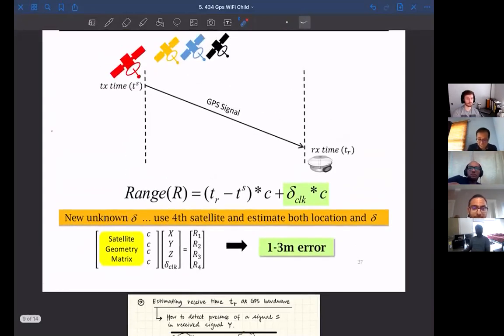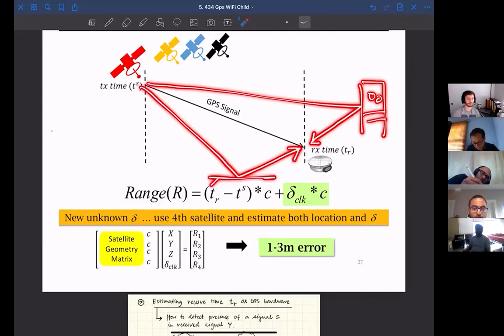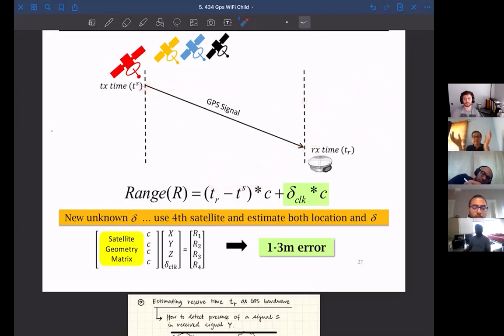In reality, the signal does not come to your receiver in a straight line. So knowing this TR is not easy, because the signal is often bouncing off some building over here. Signal is bouncing off the floor over here, and all these signals are adding up from the GPS satellite. Among all these added up signals, you have to figure out exactly when the signal arrived at my receiver. Does that make sense? This is not easy.